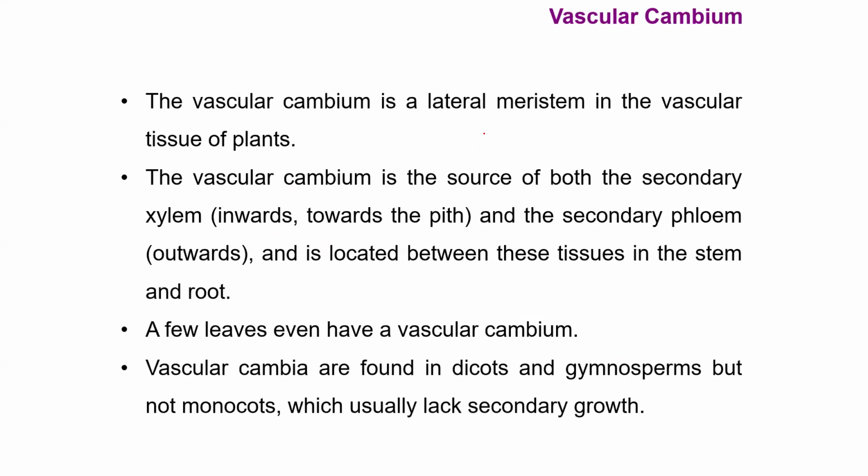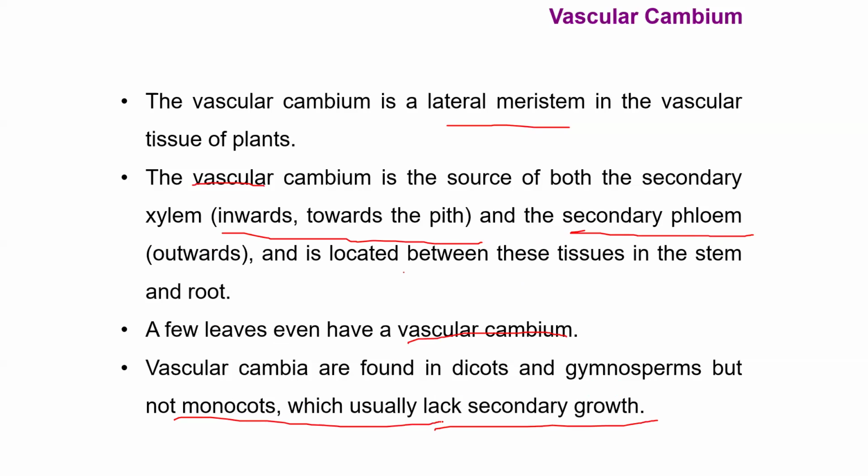The vascular cambium we already discussed. It is a lateral meristem in the vascular tissues of the plant. The vascular cambium is the source of both secondary xylem, produced inwards towards the pith, and secondary phloem, which is produced outwards. It is located between these tissues in the stem and root. A few leaves even have vascular cambium. Vascular cambia are found in dicots and gymnosperms, but not monocots, which usually lack secondary growth. Generally in monocots secondary growth is absent, but some exceptional cases exist. We will discuss them later as anomalous secondary growth.